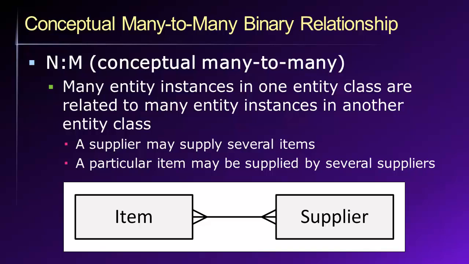Finally, we can have a conceptual many-to-many relationship. In a many-to-many relationship, many instances of one entity can be related to many instances of another entity. In this example, we see a conceptual many-to-many relationship between an item entity and a supplier entity. What we can infer from this diagram is that a supplier can supply many items, while a given item might be supplied by many different suppliers.